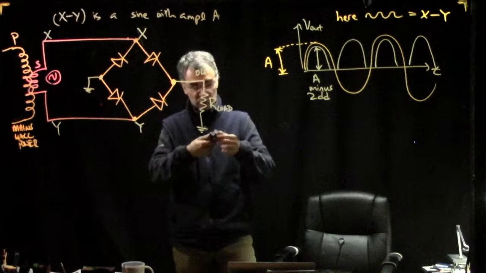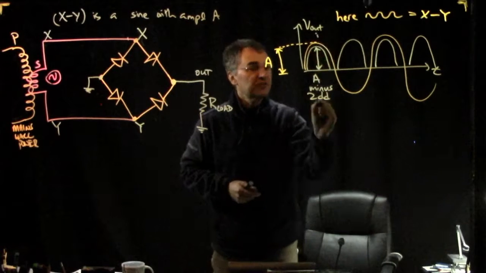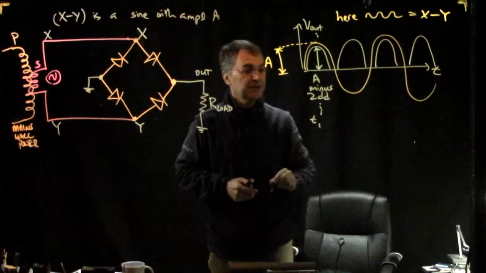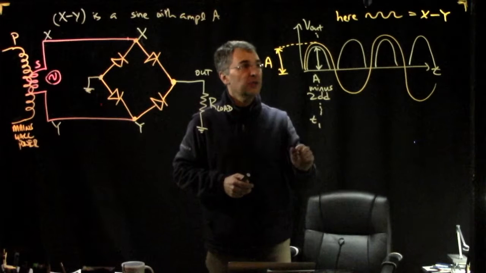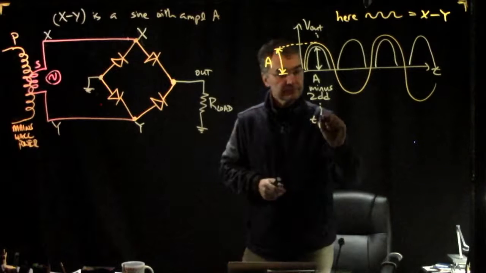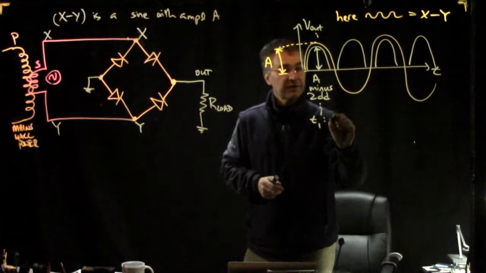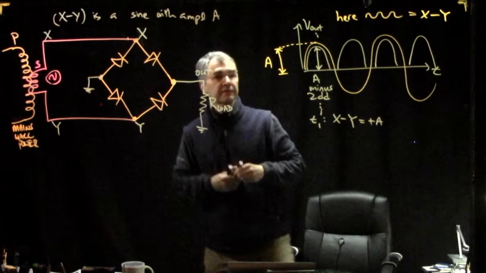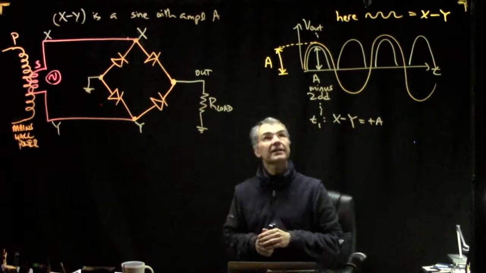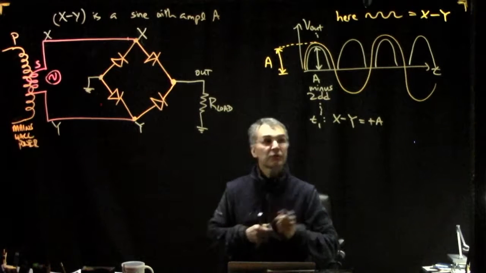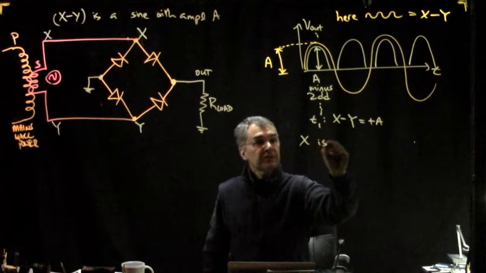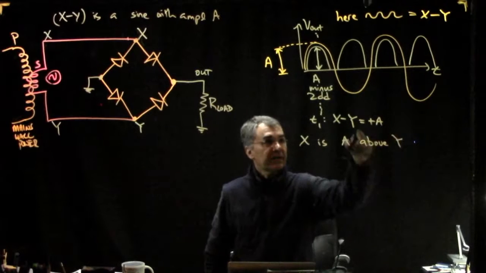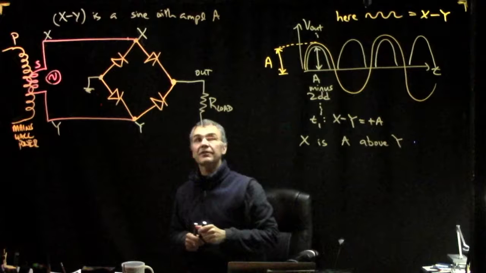So let's consider two points in time. Let's first consider time point 1, I'll call this T1. This is where X minus Y is plus A. So at that instant, you know that X is A above Y.